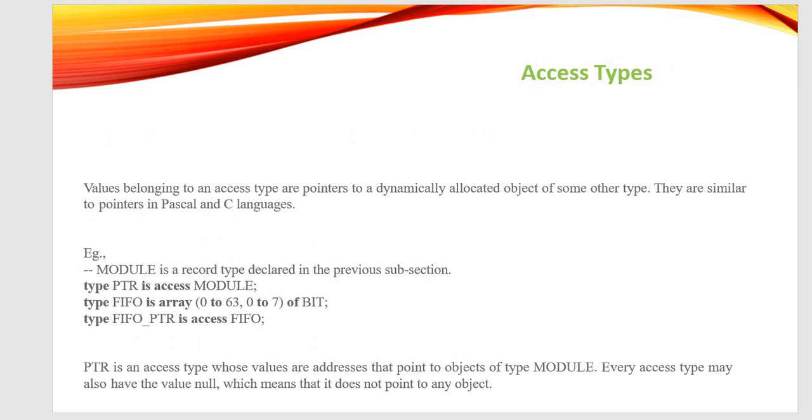Then there is the access type. Here we can use a pointer, like type FIFO is an array and type FIFO PTR is access to this FIFO. So this FIFO pointer we have defined, and then it will give you the access. So PTR is an access type. The values are addresses that point to objects of the type, and every access type may also have the value null, which means that it does not point to any object.